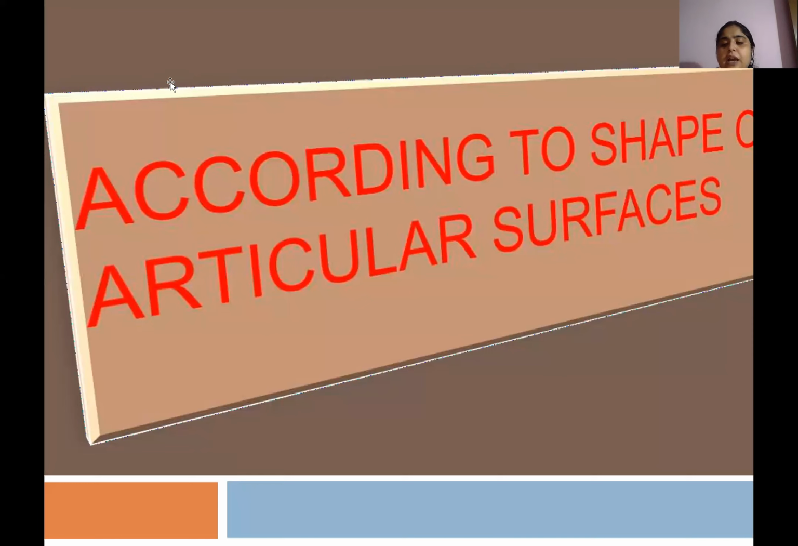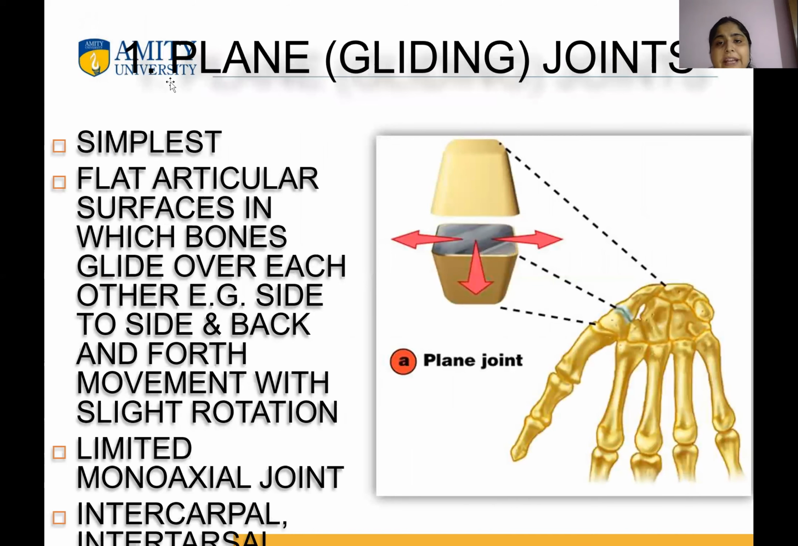According to the shape of the articular surfaces, first is the plane joint or gliding joint. It is the simplest of all. It has flat articular surfaces in which bones glide over each other, and it is limited. Only monoaxial movement is there, that is, movement is only in one plane. Intercarpal or intertarsal joints are examples.